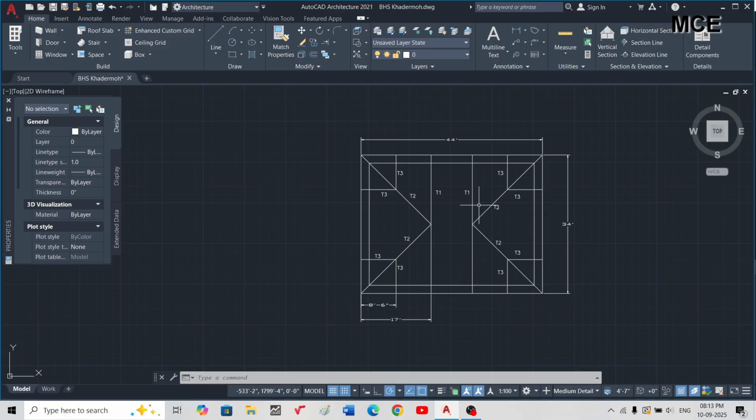In part 2 of this video, I will show you how to design these individual trusses, how to take the slope, and what section you have to take for the rafter, king post, bottom tie, and the individual members. I hope this solution video was clear and you definitely learned something new.